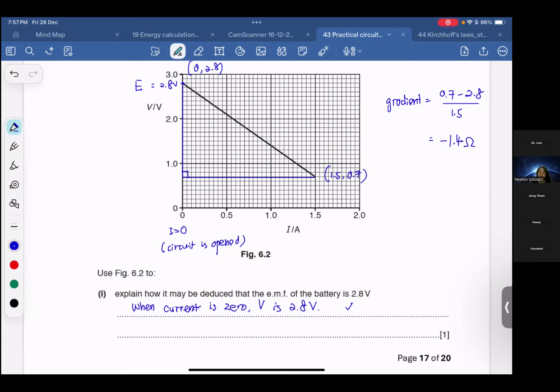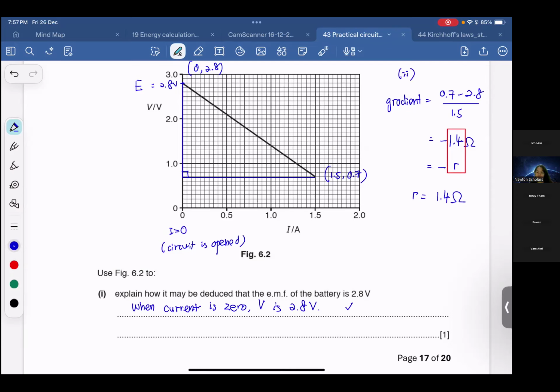But you don't write negative 1.4 as your internal resistance. Cannot, because gradient is negative R. So your negative R means that your R is 1.4. No negative, okay? Do not write negative 1.4 for your final answer. So R is 1.4 ohm. Okay, so this is the answer. Next.